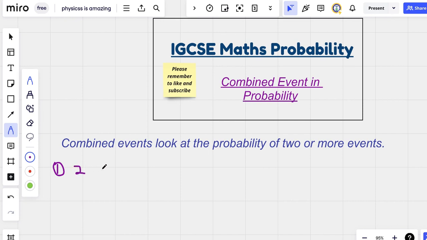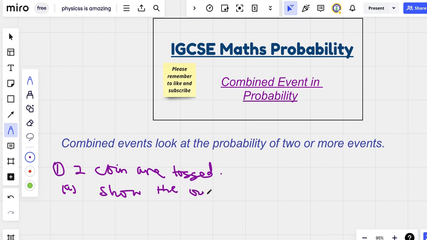Two coins are tossed. So probably we want to ask you the probability of what happens thereafter. Two coins are tossed. Show in a two-way table all the possible outcomes. So that's the first question, the A part of the question. Show all the possible outcomes in a two-way table. Summarily, I would just say show the outcome in a table.